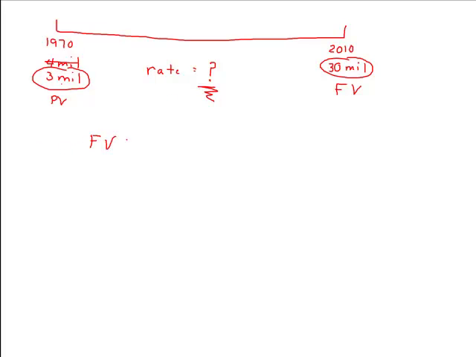We can use the future value equals present value times 1 plus rate, or I, to the power of time, or n, to solve for this. We would input the 30 million as the future value. Since both the 30 million and the 3 million are in millions of dollars, there's no need for me to actually write all those zeros. I can just divide both values by a million, and make it 30 and 3. What I don't know is the rate, but I do know that n, or time, is 40 years.